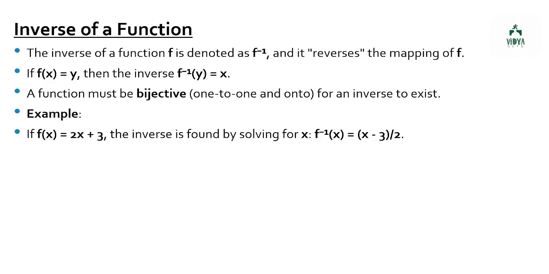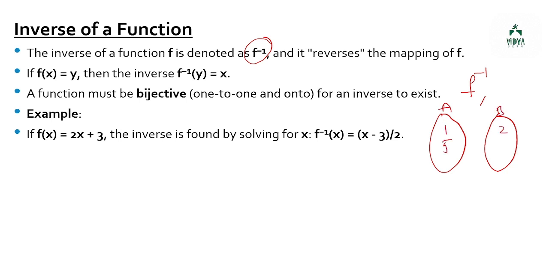Inverse of a function is very simple, like composition. We just have to invert it. The inverse of a function is denoted as f inverse, and it reverses the mapping of f. What they are saying is, let's say A is mapped to B. Take the sets 1, 2, 5, and A, 6, C.